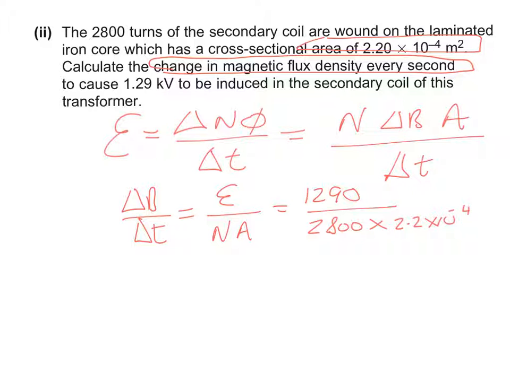And just watch your BIDMAS here on the calculator. If you don't bracket that on your calculator, you'll end up multiplying by the 2.2 times 10 to the minus 4 instead of dividing by it, which is what's really happening here. So just watch that. And if you do that, you get delta B over delta t equal to 2094, and that should be in Teslas per second. And that's that.